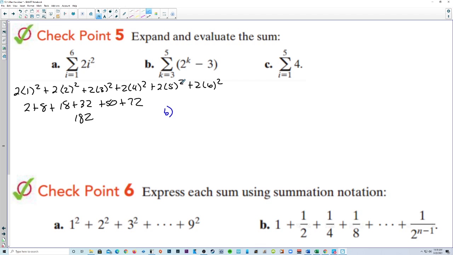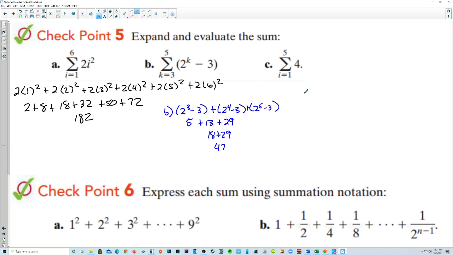Letter B, instead of starting at 1, we're going to start at 3. So all we have to plug in is 3, 4, and 5. So 2 to the third minus 3, 2 to the fourth minus 3, plus 2 to the fifth minus 3. So 8 minus 3 is 5, 16 minus 3 is 13, 32 minus 3 is 29. So 18 and 29, I'm getting 47 for this one.